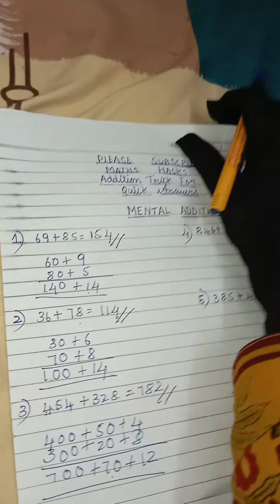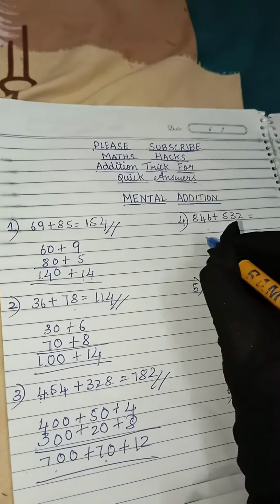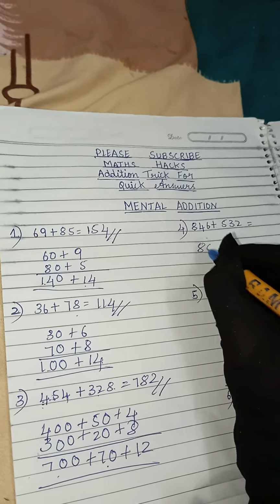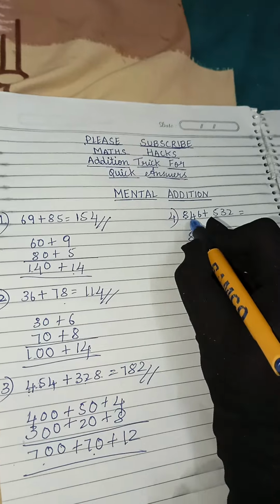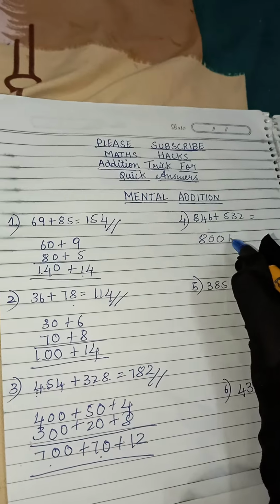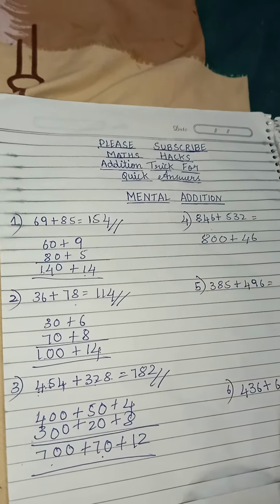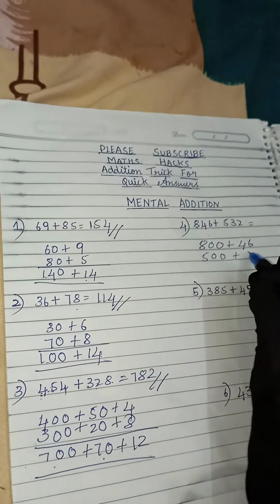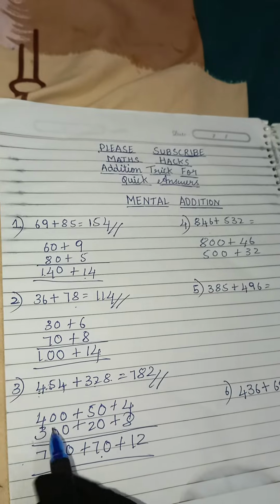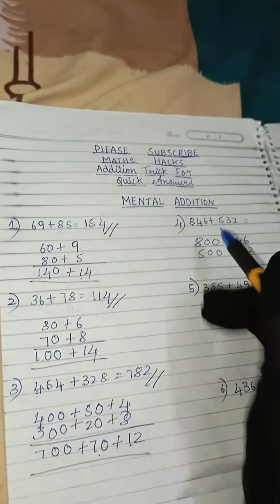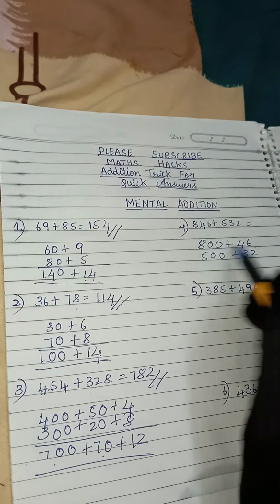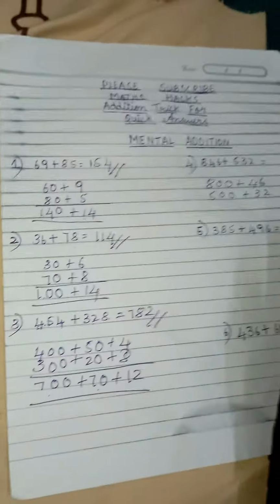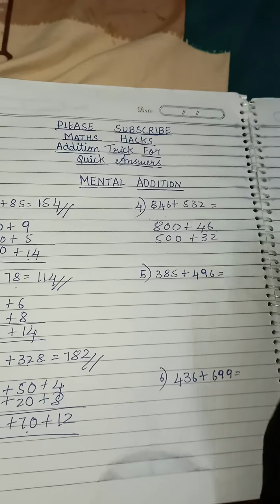The easy next type of addition is, see, 846, right? So you will split 8. After 8 you have 2 digits: 800. After that you will not split this 46. You can write as it is 46. You can write here 532: you put here 500 and 32 as it is. See, you can add in this way also by splitting in 3 terms. Here you can split it in 2 terms also. It's okay. Both the methods are easy and both are applicable in mental addition.